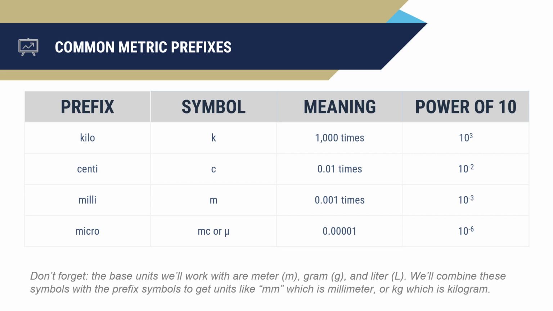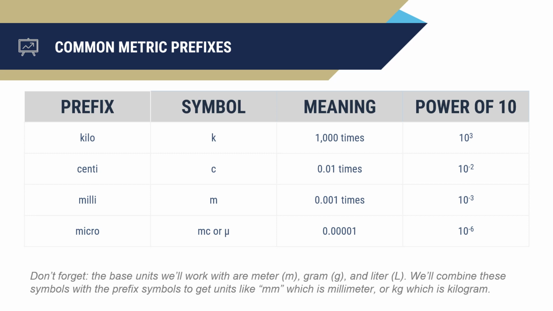Each of those prefixes has its own symbol, and it does matter if the symbol is capital or lowercase. Just keep that in mind. And just to recap, kilo means 1,000 times, which is the same as 10 to the third. Centi means 1/100th, or 0.01 times, which is 10 to the negative second. Milli is 1/1000th, which is 10 to the negative third. And then micro is 1/1,000,000th, which is 10 to the negative sixth.